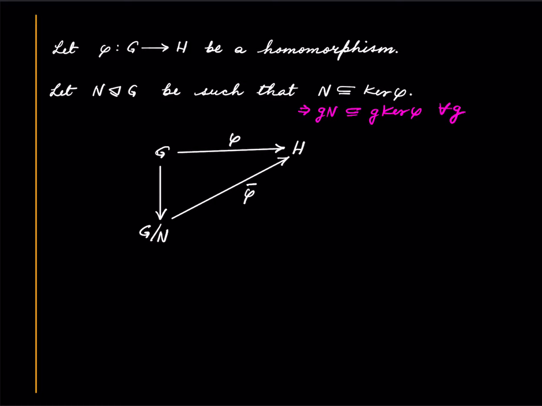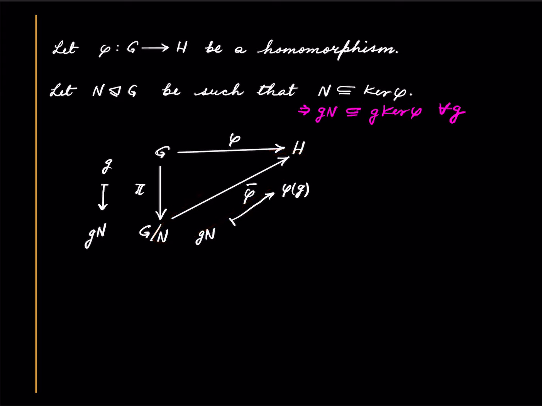Except that phi bar now need not be injective. It will be injective precisely when N equals the kernel. Right, and this is pi. Pi is just G going to G/N. And phi bar is G/N going to phi(G). So this diagram commutes for set theoretic reasons, and phi bar is still a group homomorphism.